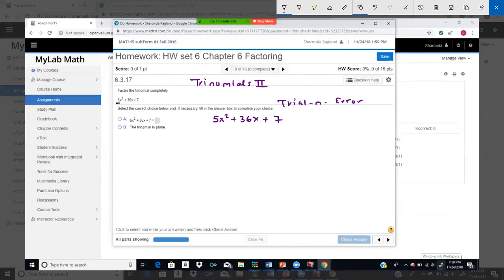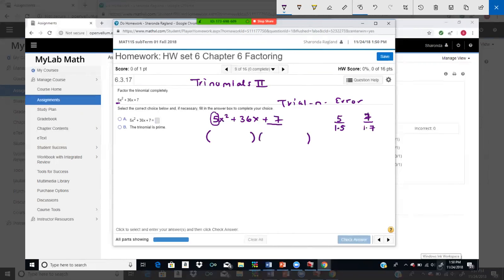And so notice in here that the product is positive. So the signs will be the same. Everything's positive, so we know that everything's going to be positive. So we're going to be adding. Now we have to deal with the 5 as well as the 7 to get the middle term of 36. And so combinations of 5, we have 1 and 5. Thank goodness there's only one combination. Combinations of 7, we have 1 and 7. Thank goodness there's only one combination of 7.